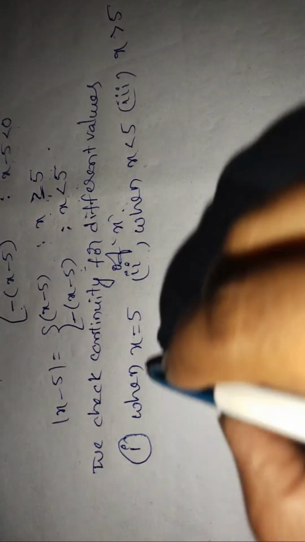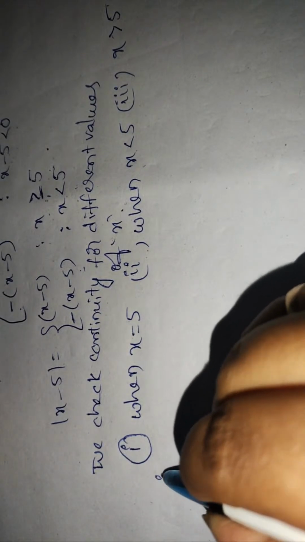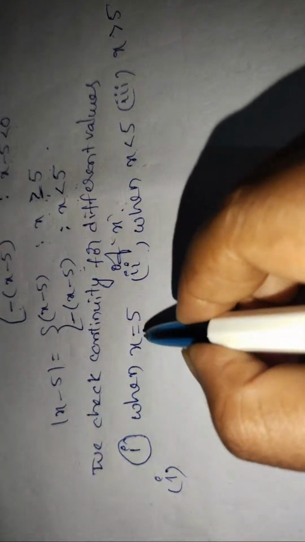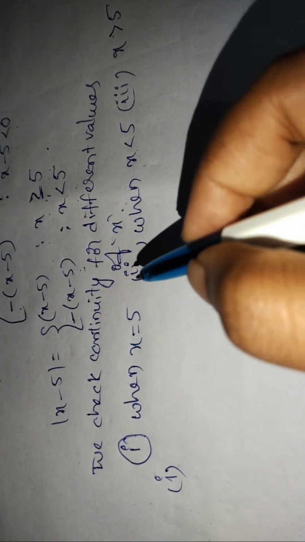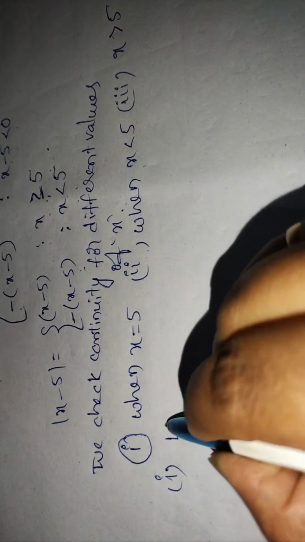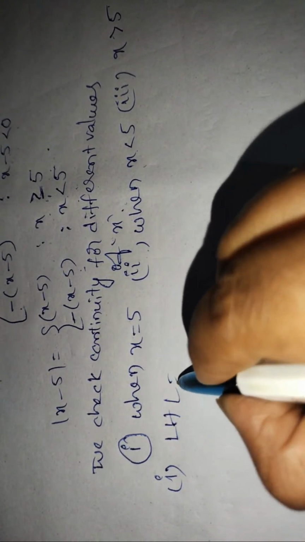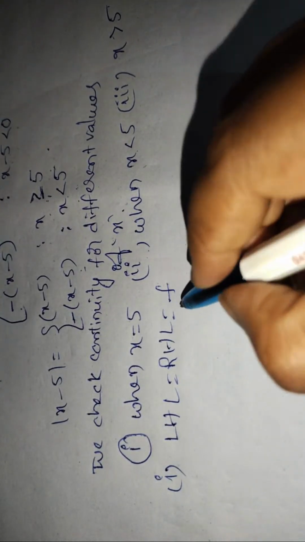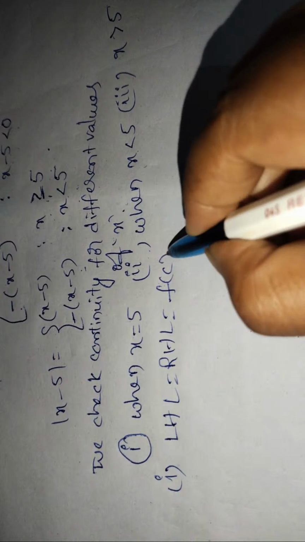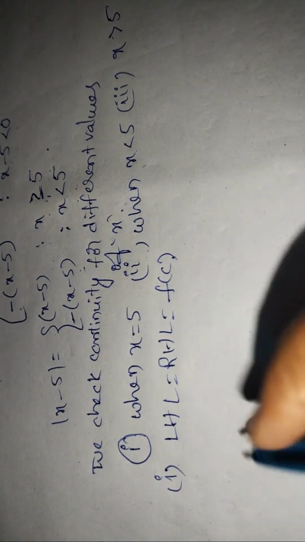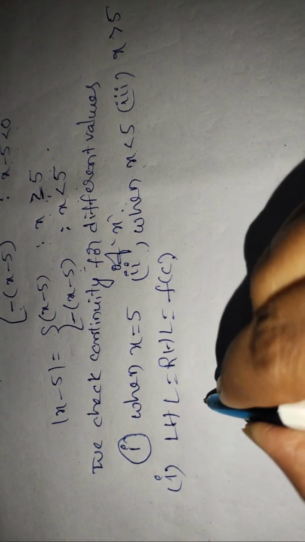Then I will start with the first case. What is the first case? When x is equal to 5. So when x is equal to c, we have a formula: LHL is equal to RHL is equal to f of c. Why did I take this formula? Just listen, I will tell that reason.